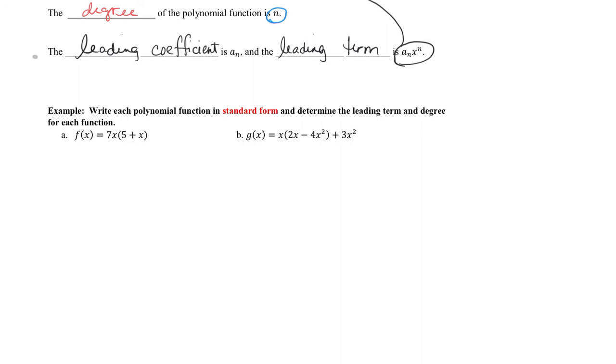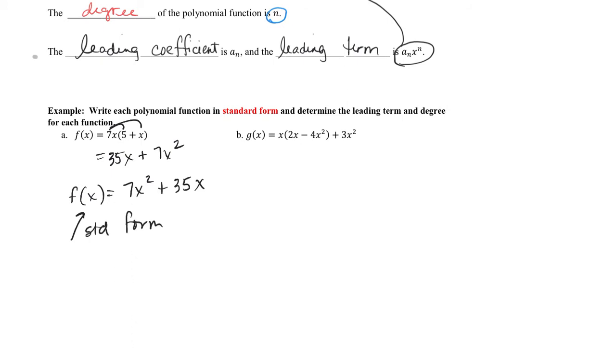Okay, so the first one is f of x equals 7x times 5 plus x. Now to write this in standard form, I'm going to have to distribute the 7x. So it'll be 7x times 5, which of course is 35x. 7x times x is 7x squared. Standard form, highest degree is always first. So f of x equals 7x squared plus 35x. And let's make a note here that this is our standard form. And then I'm supposed to determine the leading term and the degree.